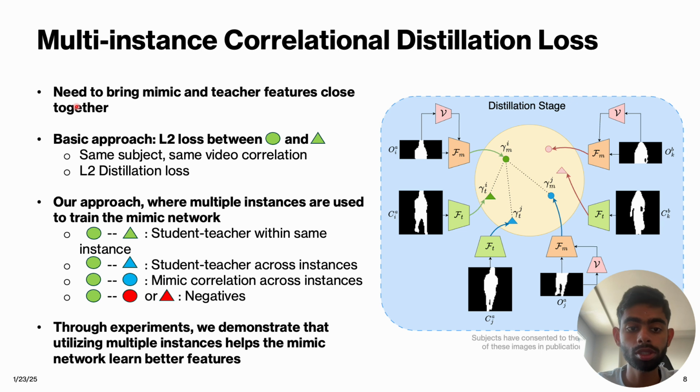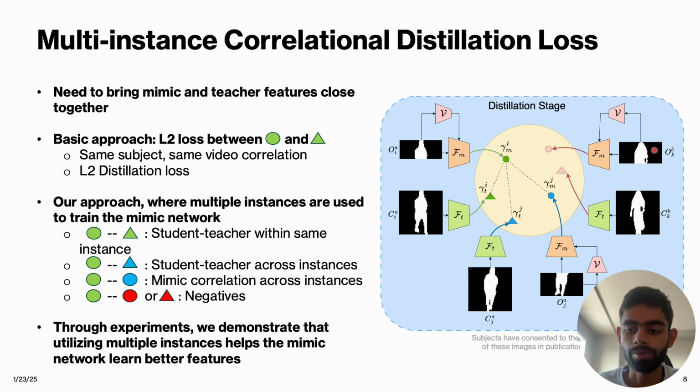Through our loss function, we need to bring the mimic and the teacher features close together in the latent space. One basic approach is to use L2 loss between these two features. We can call this a simple L2 distillation loss, so that the mimic network and the teacher network's embeddings will come closer. However, in our approach, we use multiple positive instances. Instead of student-teacher learning within the same instance, we will use different videos of the same subject and also use them as positives in our loss.